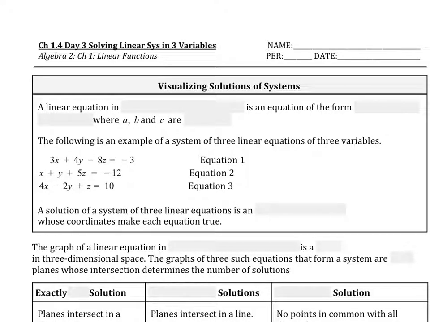1.4, day 3, we're solving systems in 3 variables. So a linear equation in 3 variables is an equation of the form ax plus by plus cz equals d, where a, b, and c are not all 0.